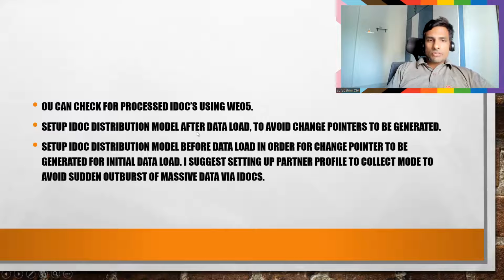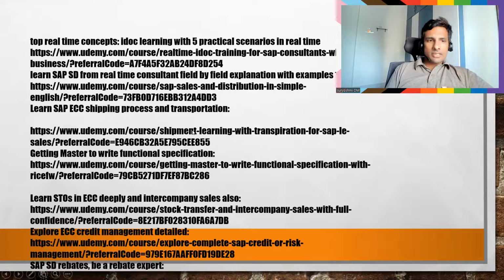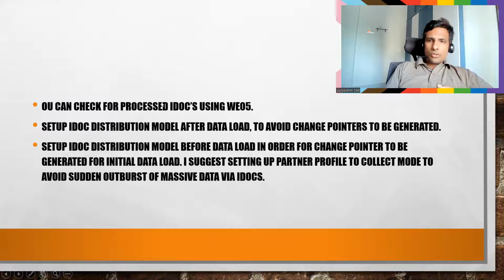Set up the IDoc distribution model after that also. The distribution model needs to be set up to avoid change pointers being generated, if you don't want change pointers at all. Also, if you'd like the data to be updated automatically, you can use it and set up the IDoc distribution model before doing the automatically generated initial load. Collect the model, and mass changes need to be done by IDoc. The distribution model setup I have already explained. So this is the brief about change pointers.